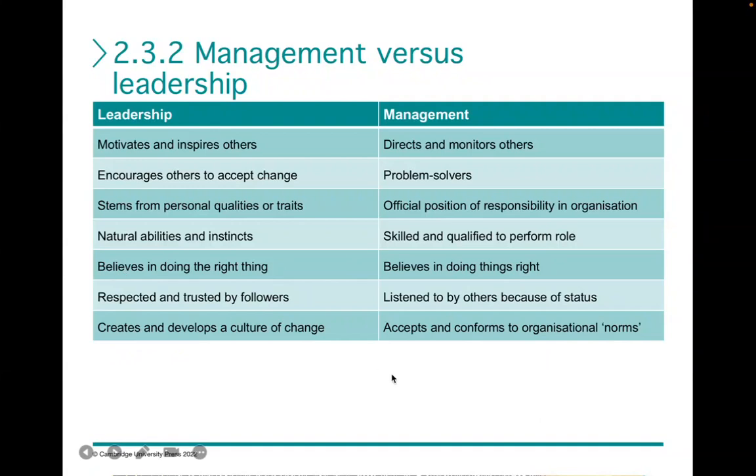And here we've got some direct contrasts between leadership and management. So a leader motivates and inspires, whereas a manager directs and monitors. A leader encourages others to accept change and solves the problem, and their influence stems from personal qualities or traits, whereas a manager's stems from official position or responsibility in the organization. Leadership is more natural, management is more skill based. Leadership believes in doing the right thing, whereas management believes in getting the right things done. Leadership is respected and trusted by followers, and management is listened to because of their position.